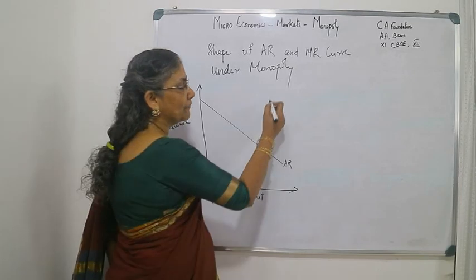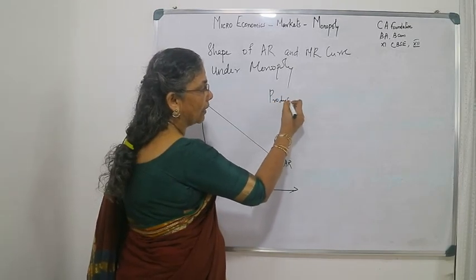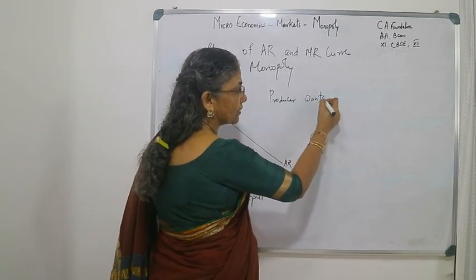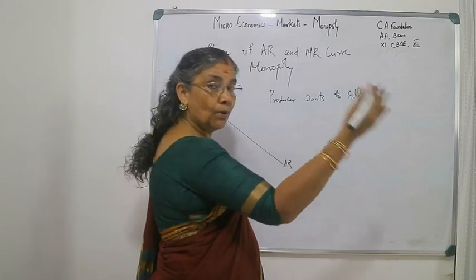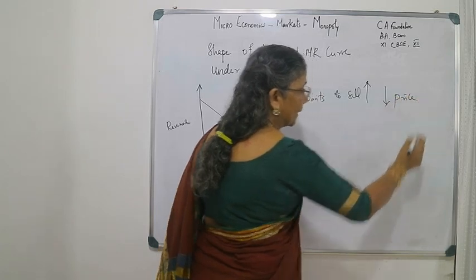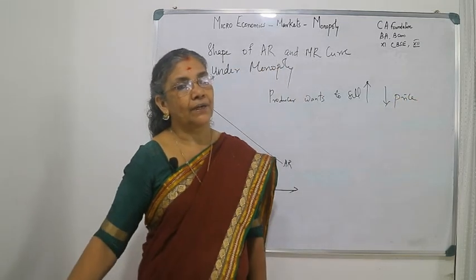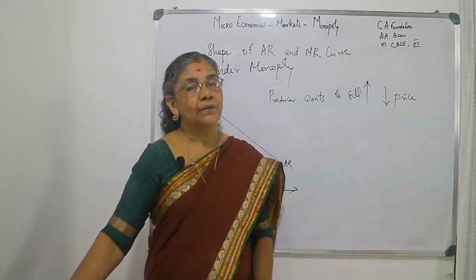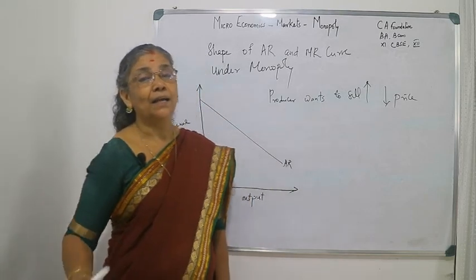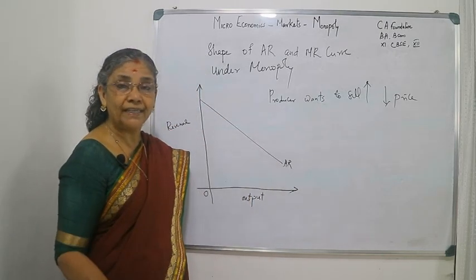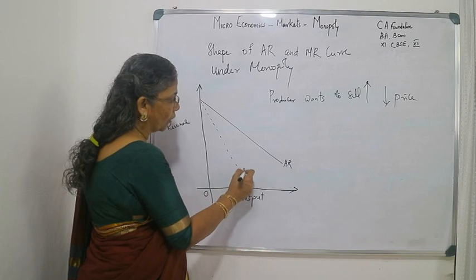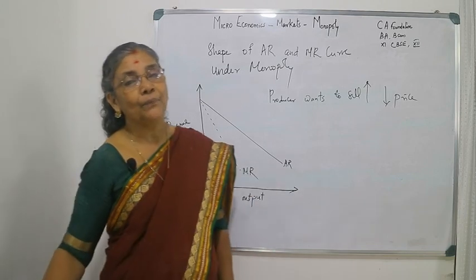This means that if the producer wants to sell more units, he has to reduce the price of the product. For the same reason, we can see that the marginal revenue curve is also sloping downwards from left to right. So, let us see the marginal revenue curve. The marginal revenue curve will also slope downwards from left to right.